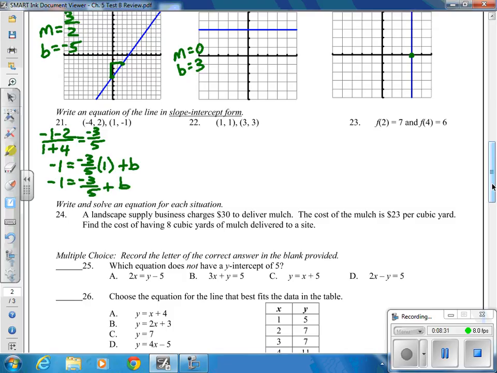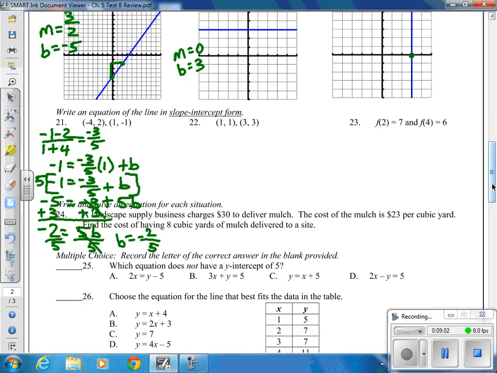I don't like fractions, so I'm going to get rid of them. So I'm going to multiply the entire thing by 5. And now I'm going to have negative 5 equals negative 3 plus 5b. Okay, from here I've got a two-step equation. I'm going to add the 3 over. Hopefully you guys can see in between the writing of what I'm doing here. Negative 5 plus 3 is going to be negative 2 equals 5b. Divide by 5, and your b value is negative 2/5.